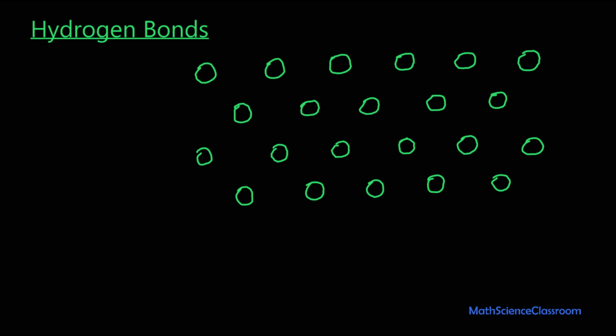So these circles, each circle represents a molecule. And if we were going to form hydrogen bonds between these molecules, how would we draw it? Would we draw the bonds inside the molecule, or would we draw the bonds between the molecules? It would be something like this. So notice that the bonds I'm drawing are between the different molecules.